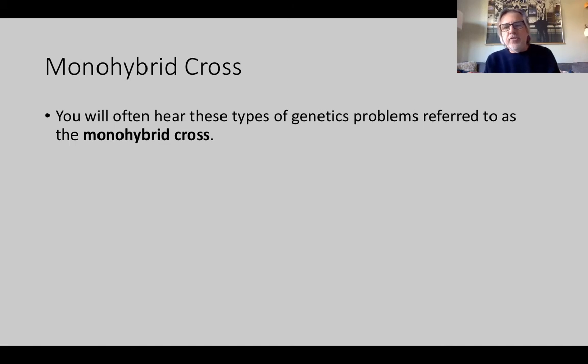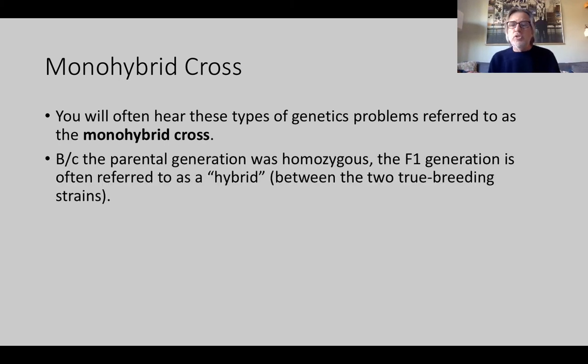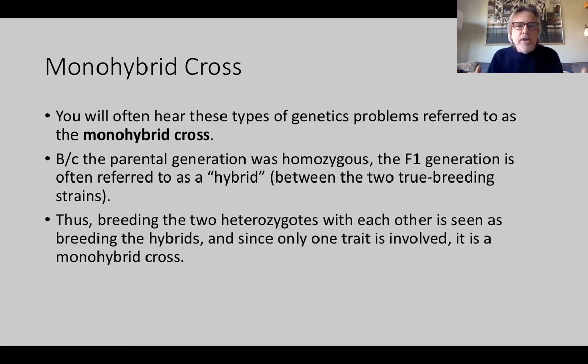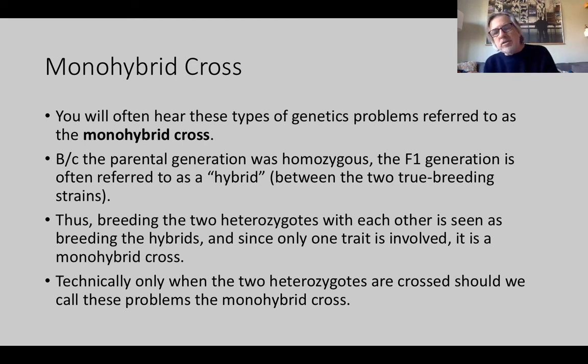You will often hear these types of genetics problems referred to as the monohybrid cross. And so why is that? Well, because the parental generation was homozygous and true breeding, the F1 generation is often referred to as a hybrid between the 2 true breeding strains. And the F1 generation doesn't breed true. It itself is purple, and it produces both purple offspring and white offspring, so it does not breed true. Therefore, breeding the two heterozygotes with each other is seen as breeding the hybrids. And since only one trait is involved, it is the monohybrid cross. And you can now guess what the dihybrid cross would refer to. If you don't understand it, make sure you bring that question up in class. Technically, only when the two heterozygotes are crossed should we call these problems monohybrid crosses.